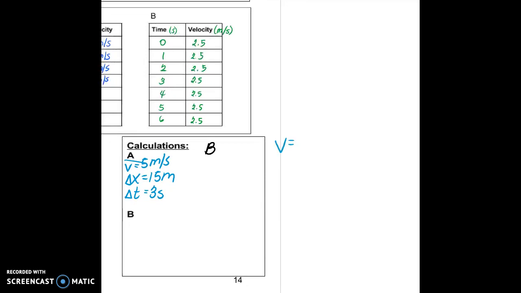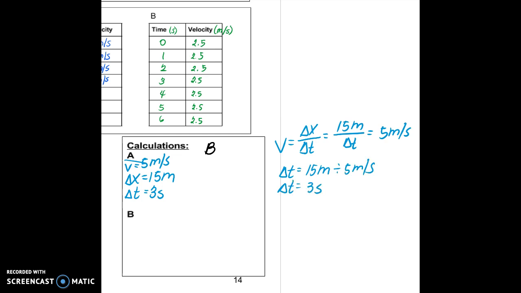We can also show that calculation here. So V is equal to delta X over delta T, which is 15 meters is the displacement. We don't know what delta T is, but we do know that velocity is 5 meters per second. So when we do algebra, delta T is equal to 15 meters divided by 5 meters per second, which comes out to be 3 seconds.